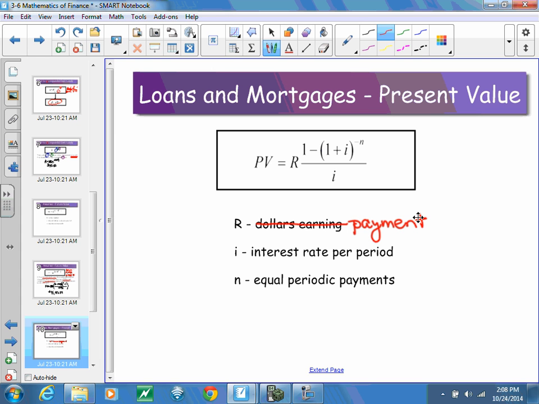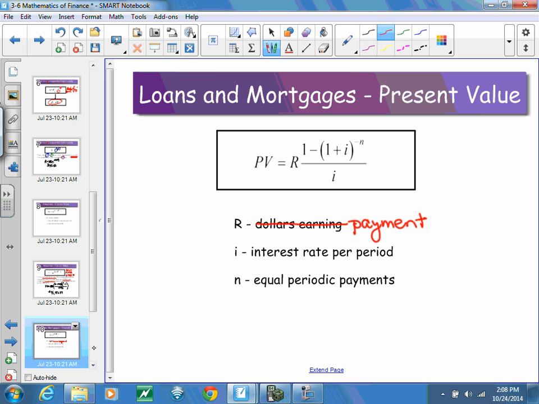I is the interest rate per period. So here again, if you have an interest rate that's happening every single month because you're doing a monthly payment, then we need to divide it by 12. And then N represents how many payments are actually going to take place.